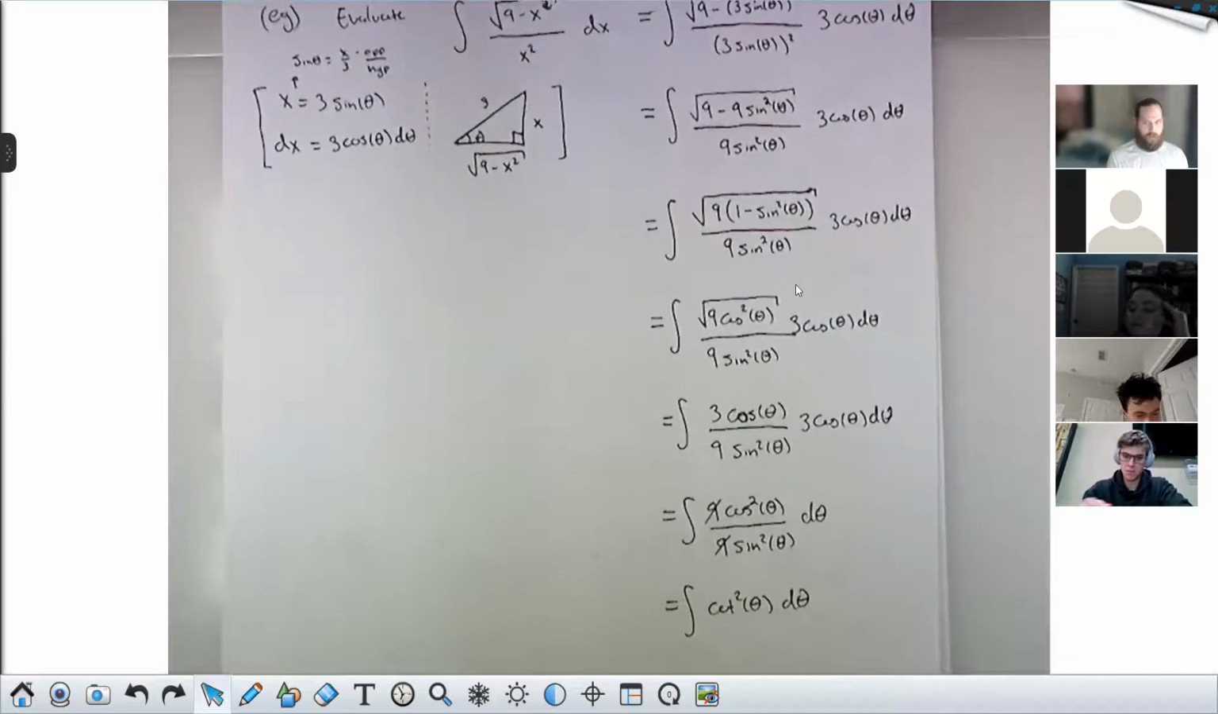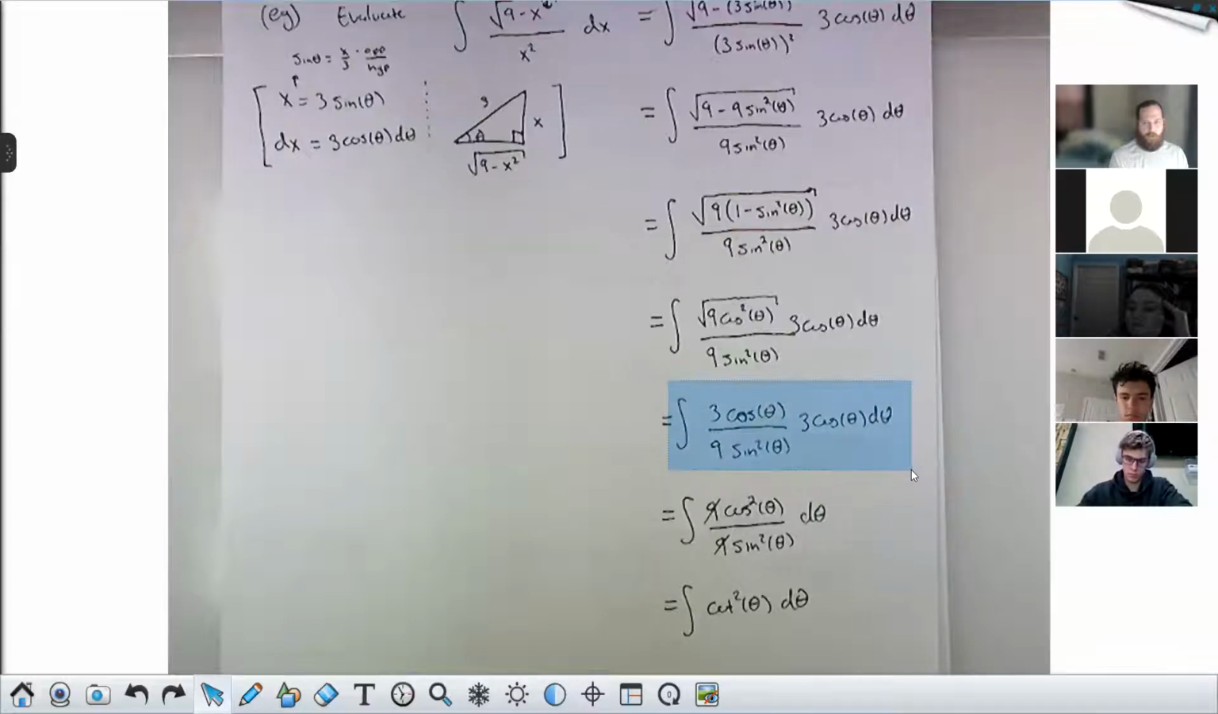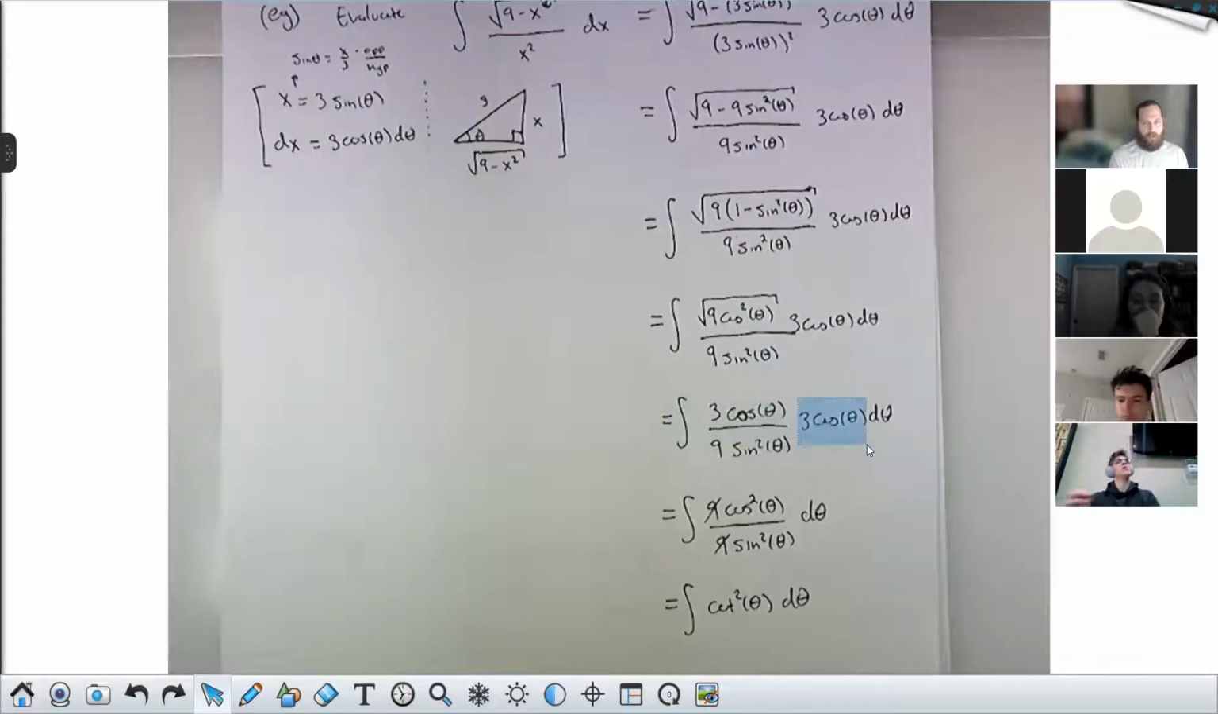All right, so we factor the 9. That gives me my 1 minus sine squared theta. Then I can call that cos squared theta by the identity, 1 minus sine squared equals cos squared. Then I can take the square root. From here, we're in good shape. The square root is gone, so it's just a trig integral now. We combine the 3 cos theta and 3 cos theta into 9 cos squared theta, cancel the 9s, and then cos squared over sine squared is cotangent squared. So we've had some time to stare at this now. Can anybody tell me how to integrate cotangent squared?